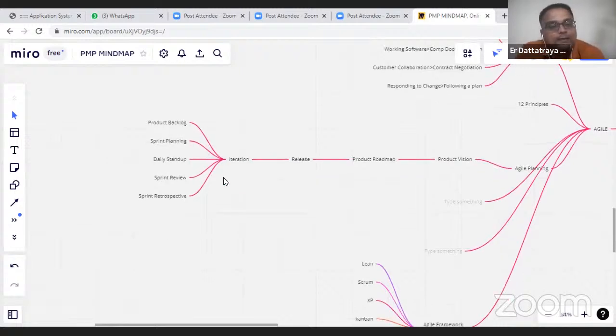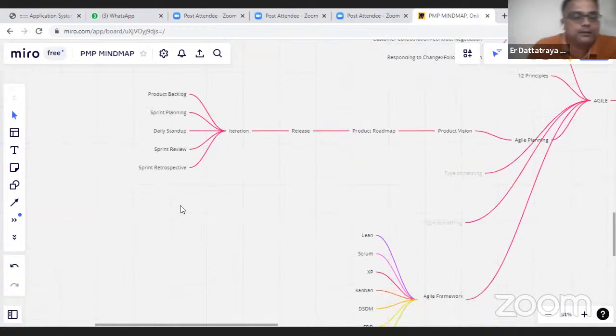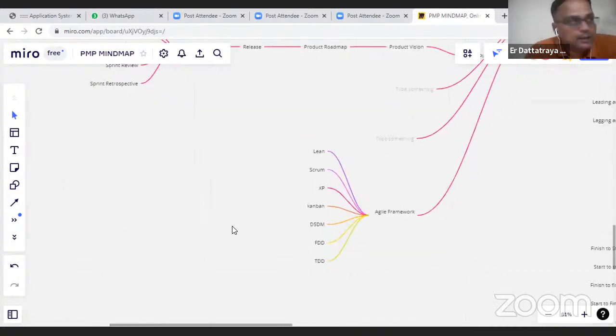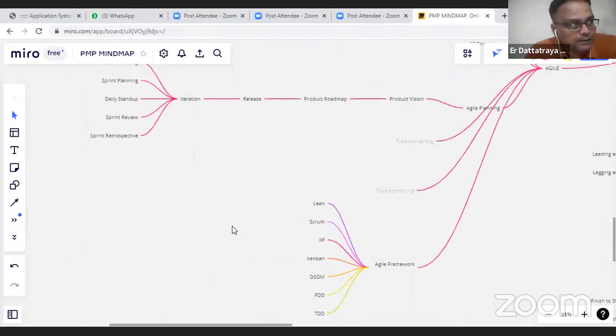For that iteration, we need the product backlog, first of all, which is done by dividing all the user stories and then prioritizing that. And then sprint planning is done. In sprint planning, there is a zero sprint, then the consecutive sprints. In the zero sprint, they are planning for the initial sprint goal and everything.